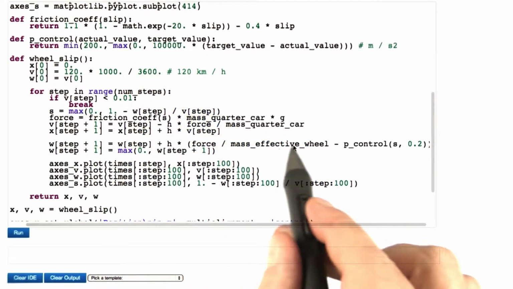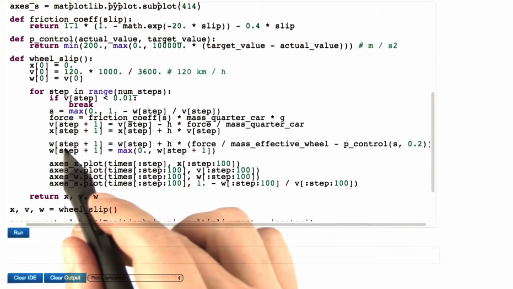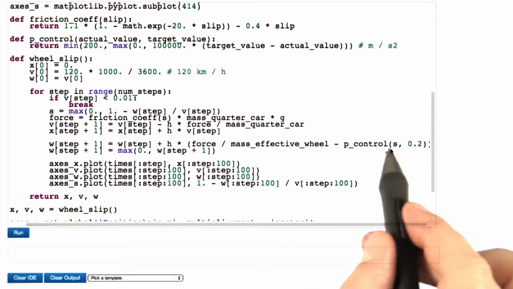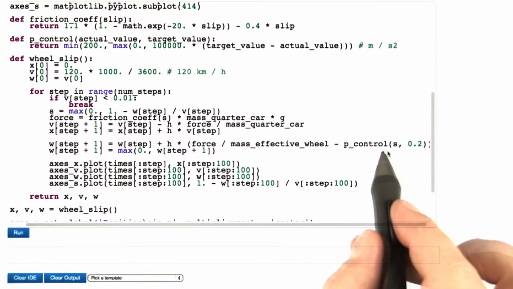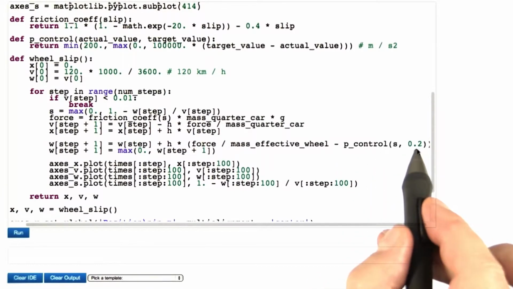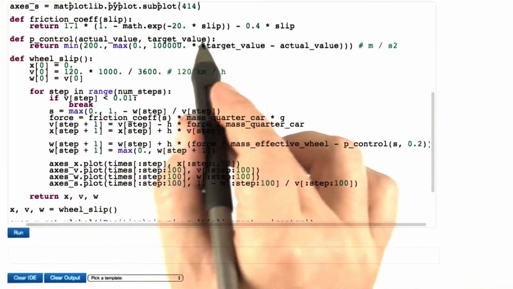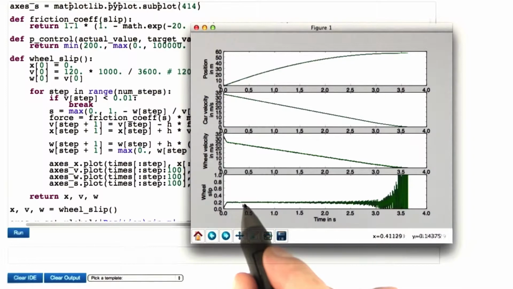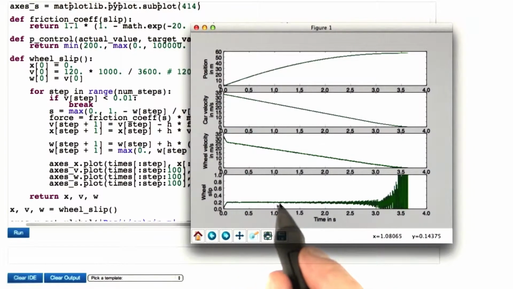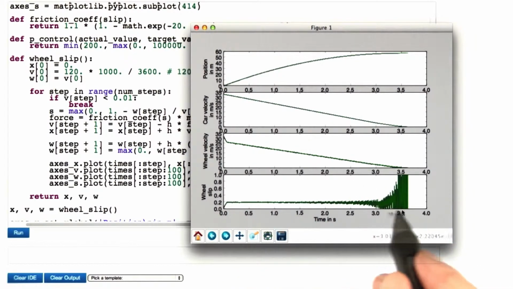And in the forward Euler solver for the velocity of the rim, we simply insert the result of the control as the deceleration of the brake. And of course we are plugging in the optimum value of 0.2 for the target. If you look at the result, you see that the wheel slip indeed stays close to 0.2, a little less, but just before the car comes to a complete stop, strange things happen.